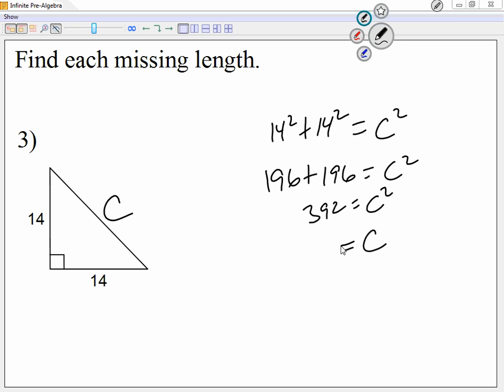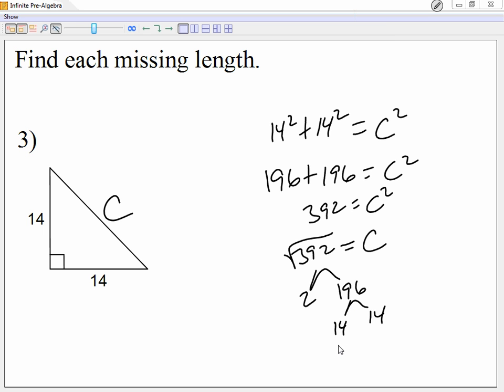So c is the square root of 392. Then I'm going to simplify this. It's an even number, so I can go 2 times 196. But then 196, I can break as 14 times 14. I know my 14s, I can break it up as 2 times 7, 2 times 7. But then I'm going to have a group of 2 and a group of 7, and when multiplied, it gives me 14. If I already have a group, I group them up.